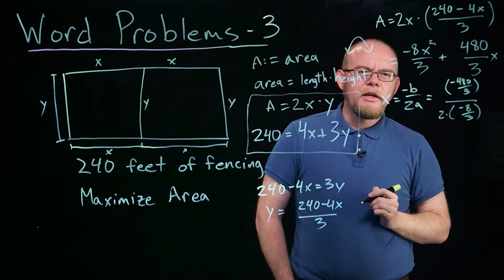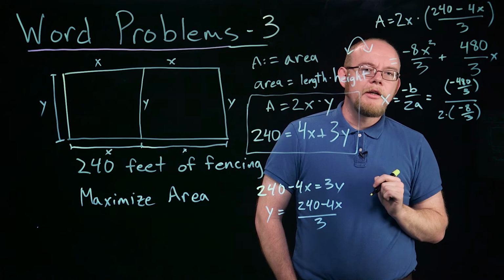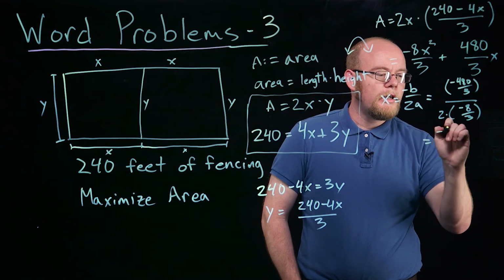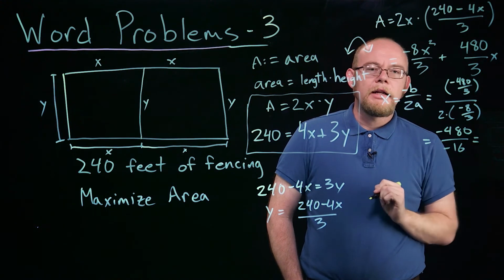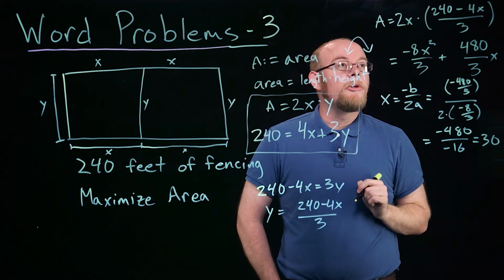Now this looks a little scary at first, but that's okay. Notice that they're both divided by 3 in the numerator and denominator. So if we multiply by 3 across, those will cancel. We'll get negative 480 over negative 16. And if you go ahead and calculate this, this is actually going to be 30. So we know that the x needs to be 30.